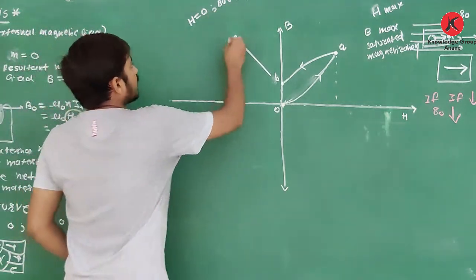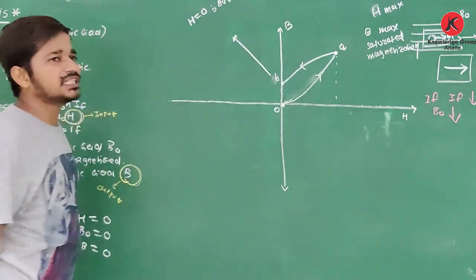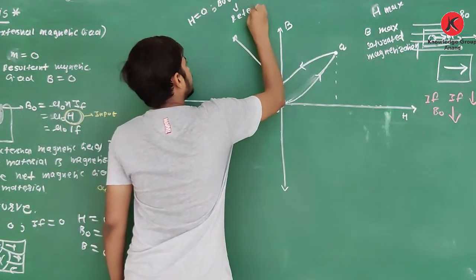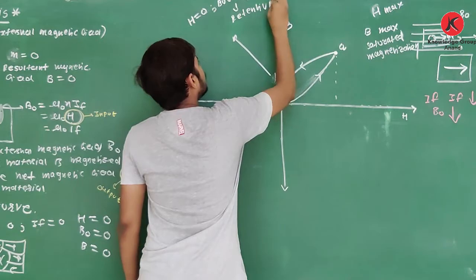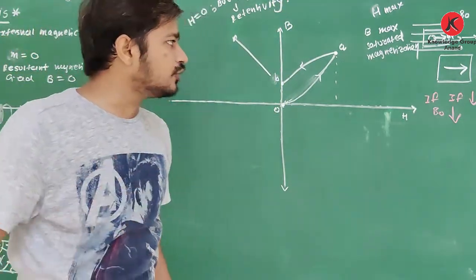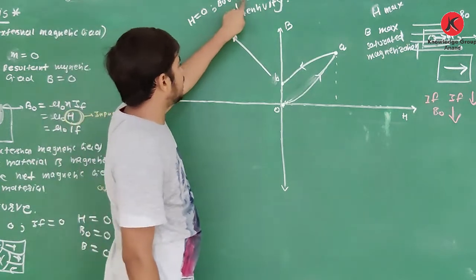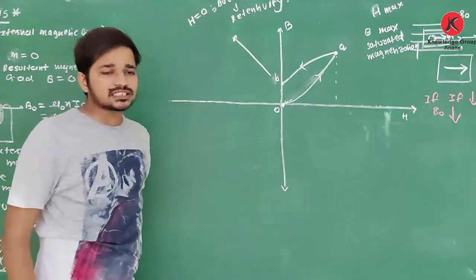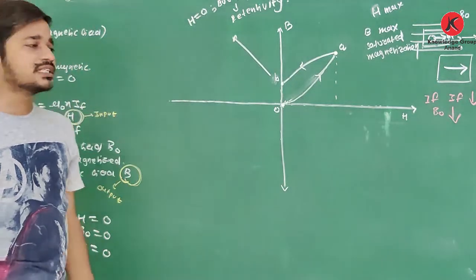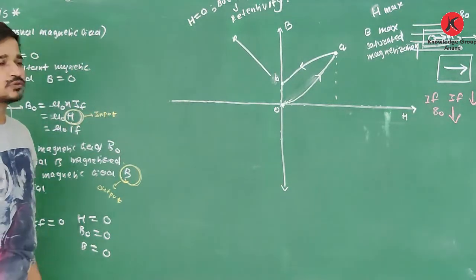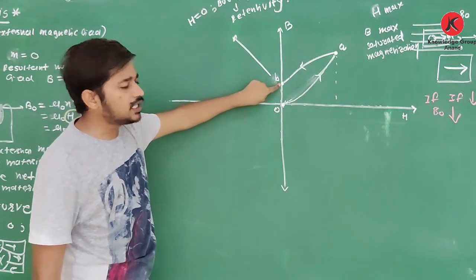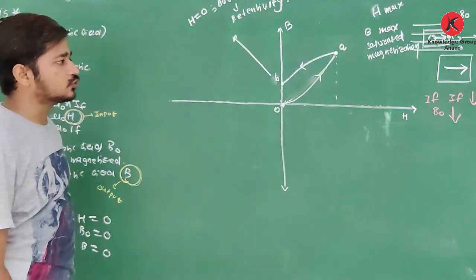This magnetic field for which the value of H is 0 is called retentivity. The value of magnetic field for which H is equal to 0 is called retentivity. Clear about this? So at this point B, resultant magnetic field is not 0.